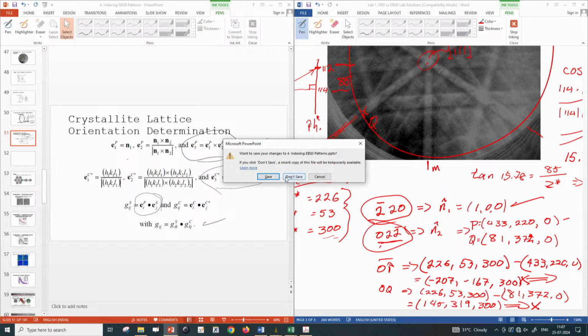Next time, tomorrow, if you have a laptop with OIM analysis on it, then you can follow along and play with what I'll be doing. So it'll be useful if you have that.